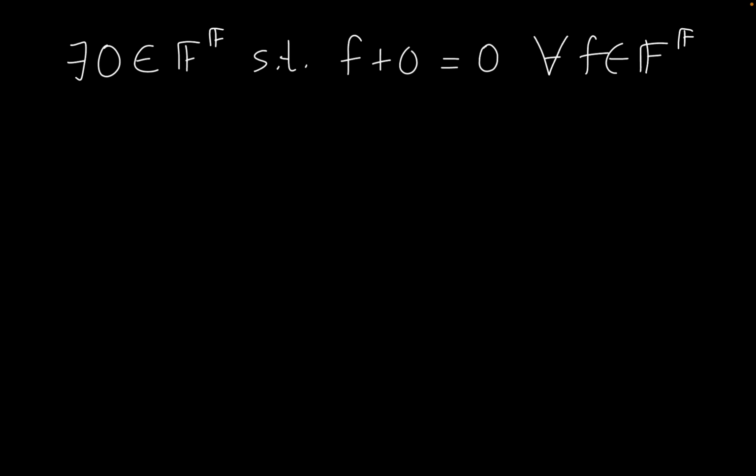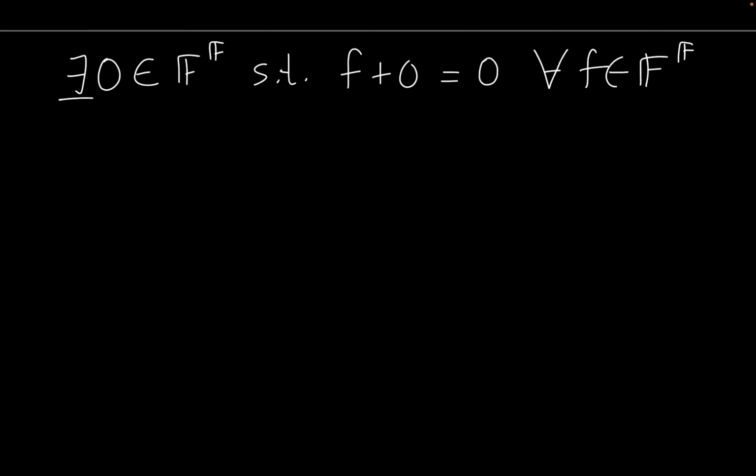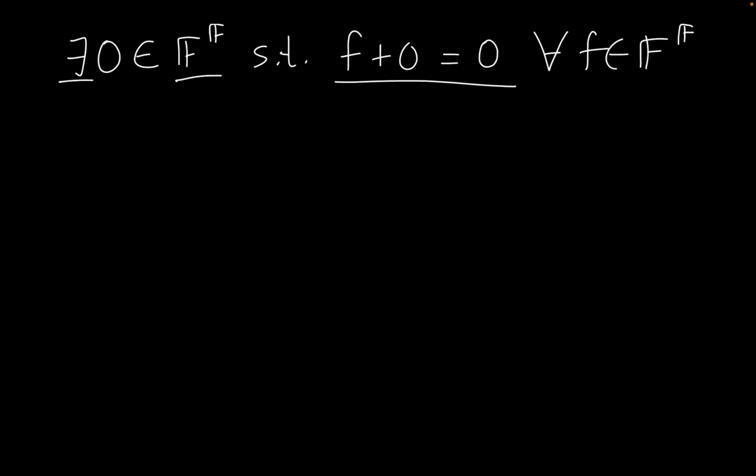So we want to show that there exists such a function. If you're able to write a function from F to F which is clearly a member of F to the F and which satisfies this property, then we have found a function in F to F, and therefore we have shown that there exists one, and that will be the end of that. So define 0 from F to F.